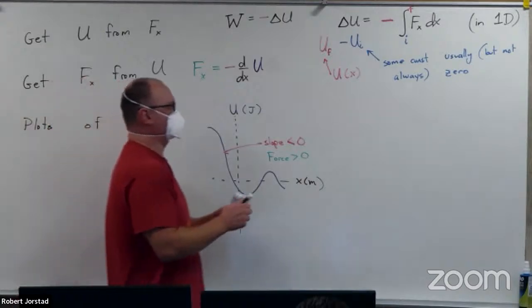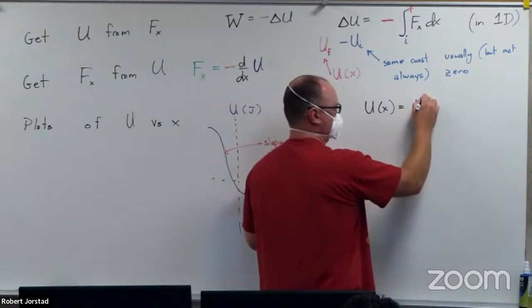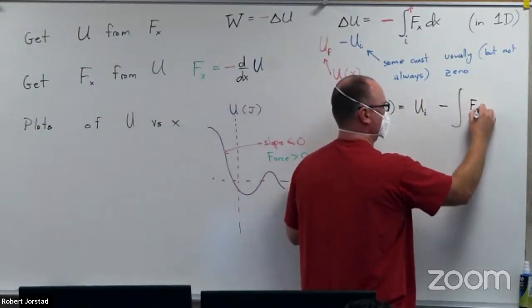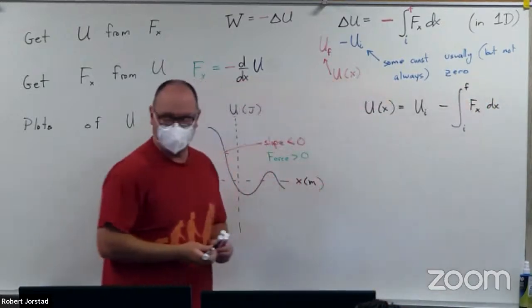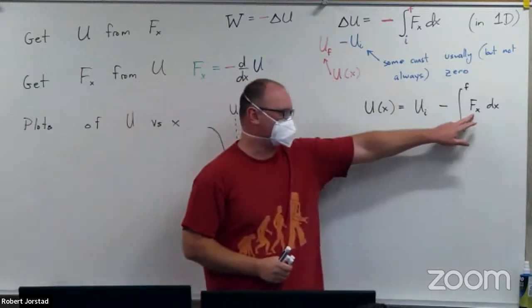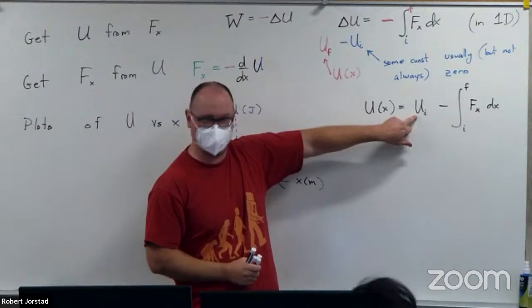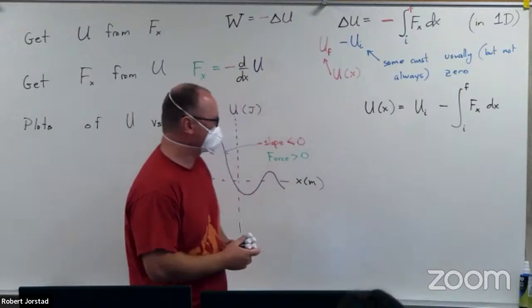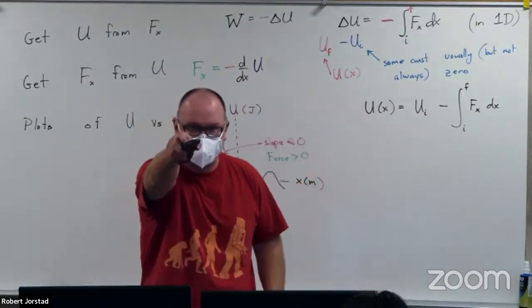Notice at the top of page 20, I say u as a function of x is equal to some initial value minus this integral. So if you know a function for f of x, you just stick it in here, plug in the initial value of the energy, which is usually given in a problem statement, to do this. Let's do an example.